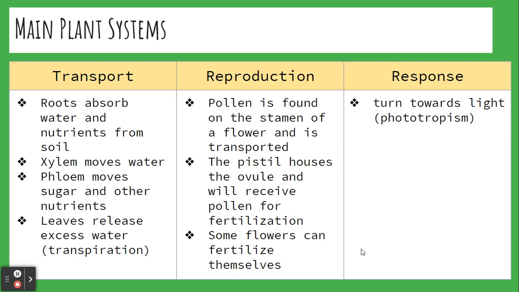An easy way to remember that: a photon is a light particle. A photograph is when we take a picture using light. So phototropism is a plant's response to sunlight. And in most cases, plants will turn their leaves towards the sun. Keep in mind, plants are doing this because they're just trying to make photosynthesis happen more efficiently. The less energy the plant has to use to perform photosynthesis, the better it is for the plant. So by turning its leaves towards the light, that aids in photosynthesis happening a little bit faster.